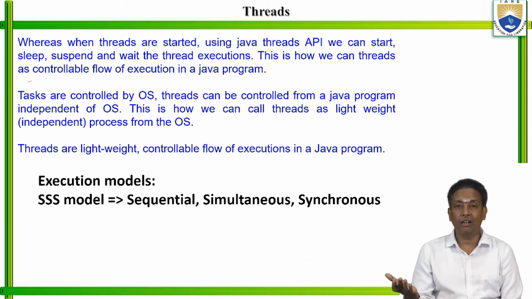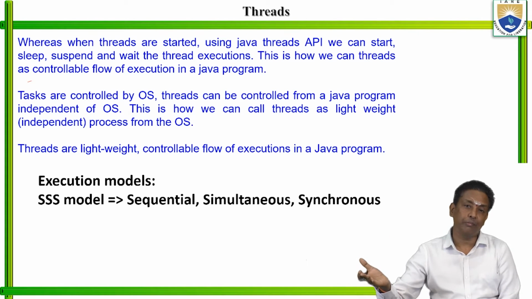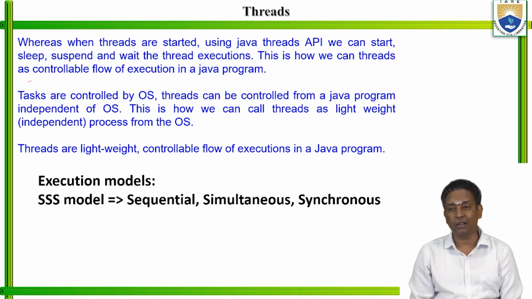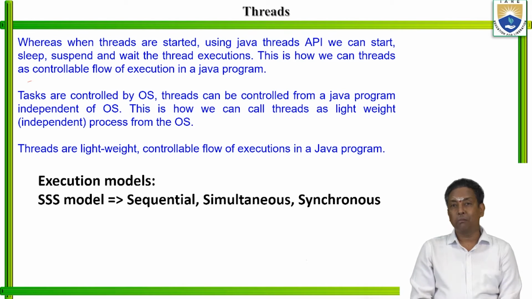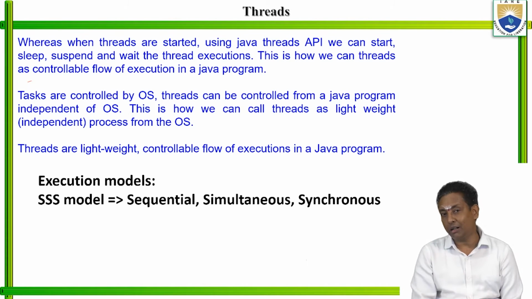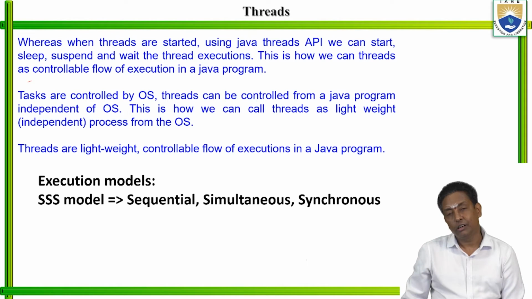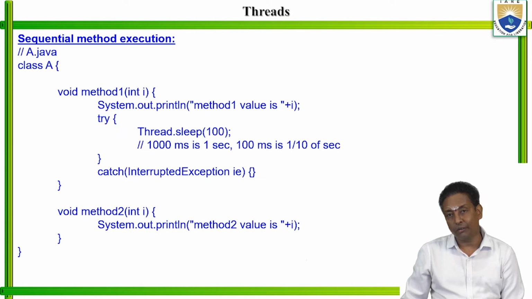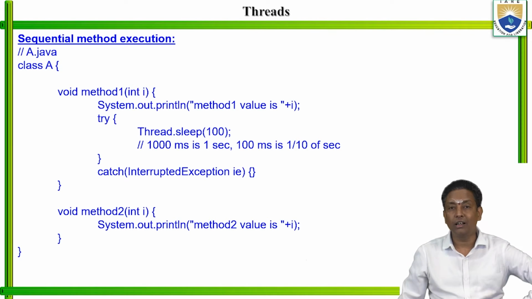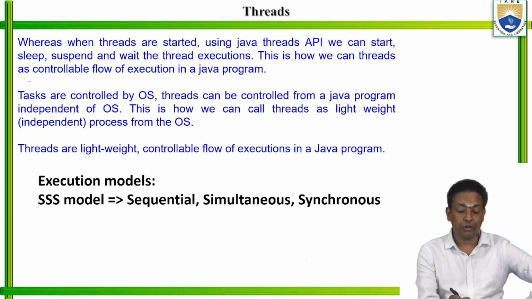Writing a thread is not a big deal. There is an API available to extend from a class or implement an interface, and we can implement the methods. So thread implementation is not a big job because it's a simple API given in Java, using which we can develop, start and execute the threads. We can control the threads. But on what basis do we determine how many threads are required in our program? That is very, very important. So to understand that, first of all, we need to discuss sequential method execution.